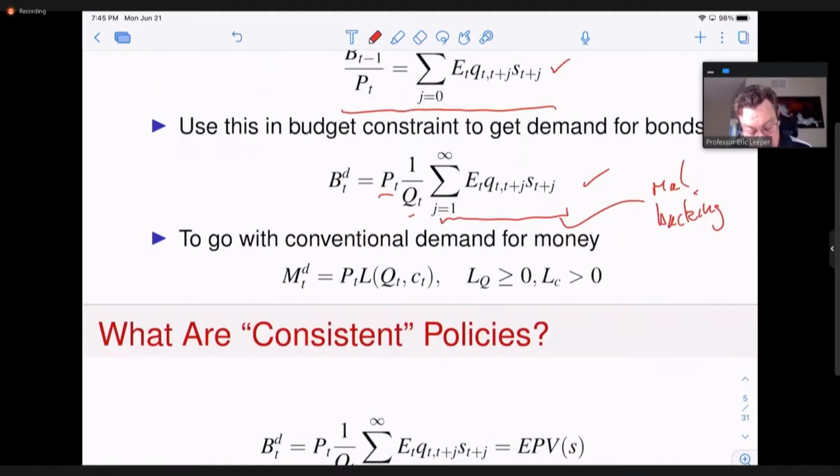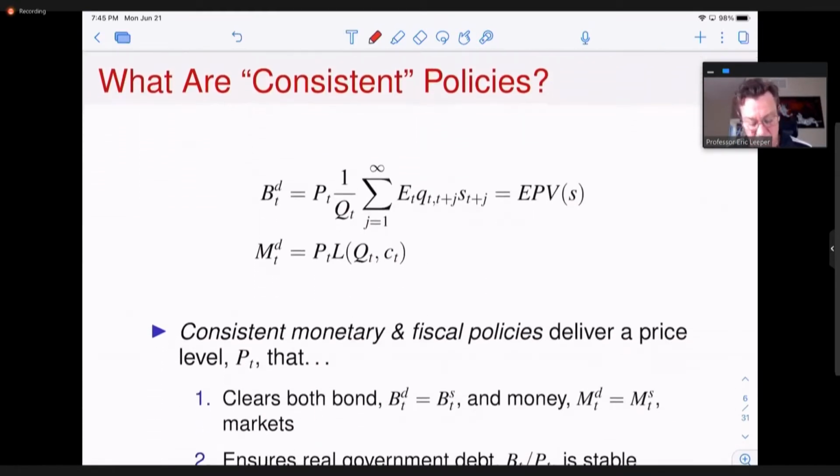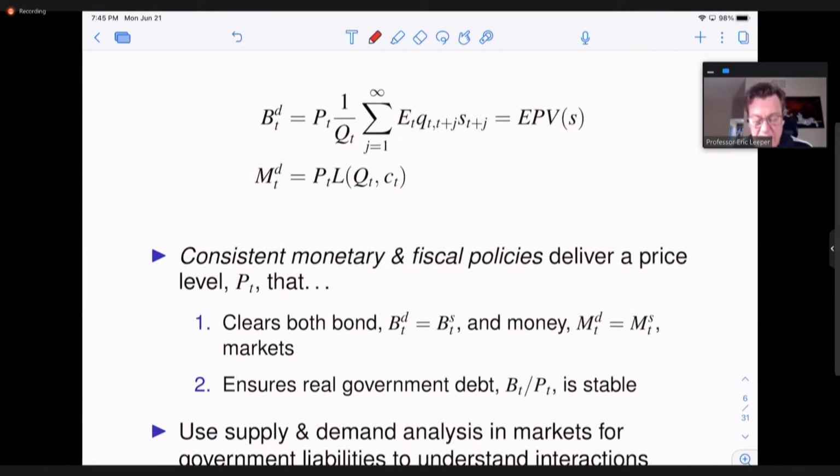And then what we have is two asset demand functions, and they depend on different objects. For shorthand, I'm going to use this EPV of S as the expected present value of surpluses. I'm sorry, I should have had a P times 1 over Q in here. So now we know what consistent policies are. Consistent monetary and fiscal policies deliver a price level, P, that clears both the bond market and the money market.